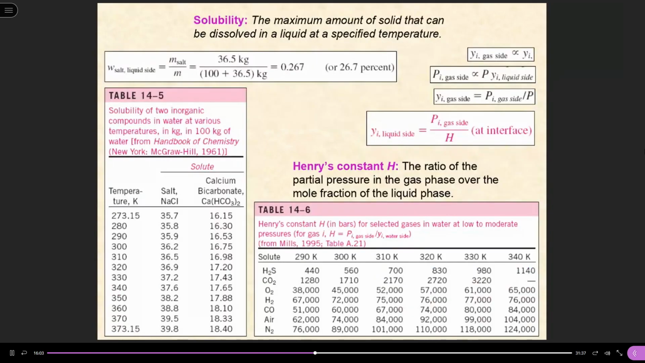Second, we have this so-called solubility. For gas, for the liquid side, we define a Henry's constant, which relates the liquid side mole fraction with the gas side partial pressure of a species. Earlier I mentioned select gases in water. For example, we talk about oxygen diffusion into water, right?